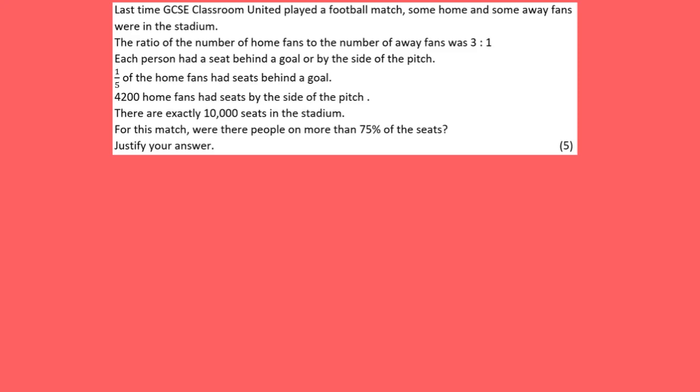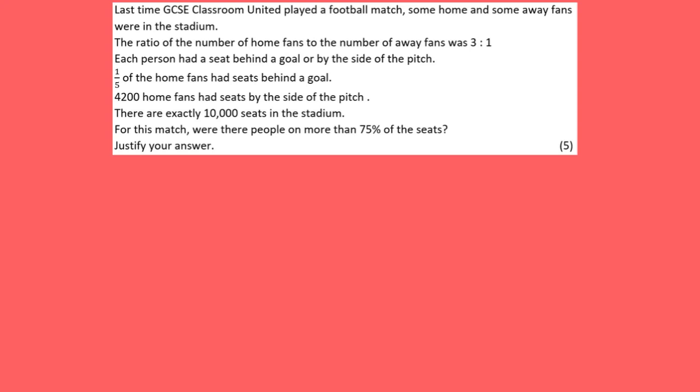Last time GCSE Classroom United played a football match, some home and some away fans were in attendance. The ratio of the number of home fans to the number of away fans was 3:1. Each person had a seat behind a goal or by the side of the pitch. 1/5 of the home fans had seats behind a goal. 4,200 home fans had seats by the side of the pitch.